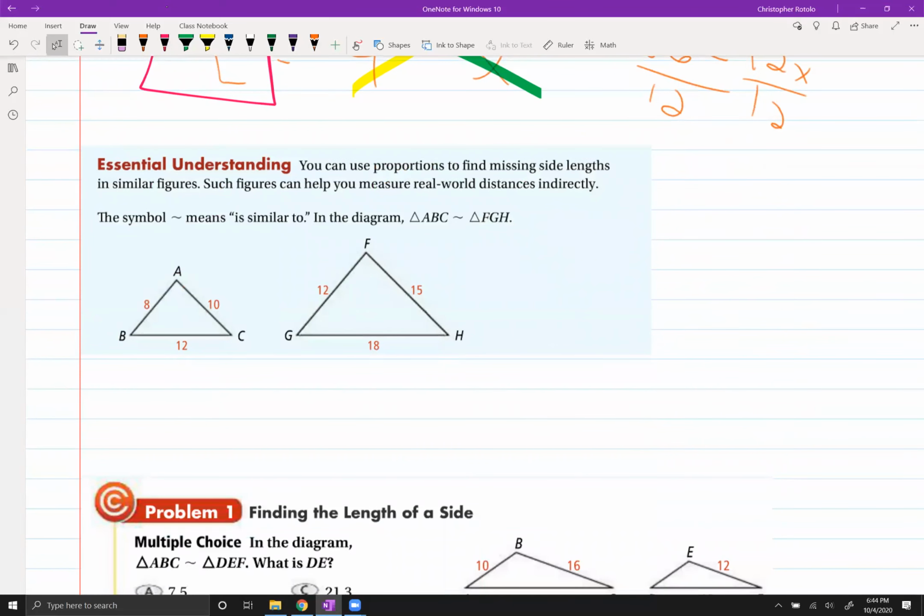One thing that we'll have is we're going to have this little tilde, right? And it means similar to in the diagram. So ABC is similar to FGH. Now, they happen to have A and F in the same location. They happen to have B and G in the same location. But what can happen is at times, to try and confuse you, I've seen this on standardized tests and other things, that they're going to try and mix things up on you.